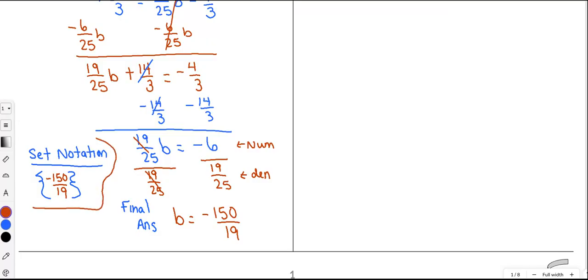So pay attention to if the problem wants it to be written in a specific form. If it does, you must write it in that form. If it doesn't, then you get to choose, right? Do you want to write it in set notation? Do you just want to stop at b equals? That's up to you. It doesn't matter. You won't lose any points.